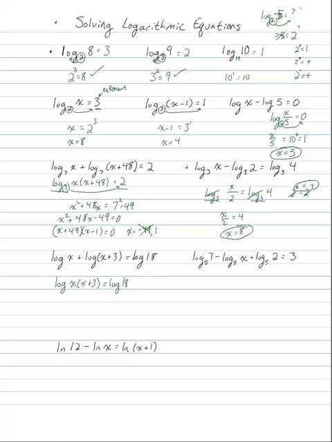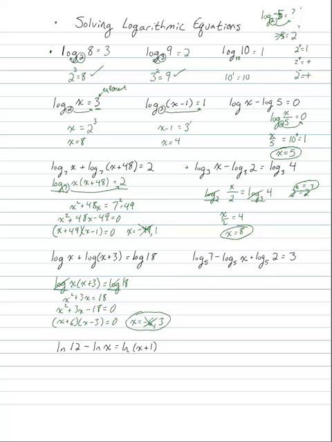Again, I have the exact same log on both sides, so I can just cancel them. I get x squared plus 3x equals 18. It's a quadratic, so I'll get everything over on one side equals 0. So (x plus 6)(x minus 3) equals 0. So x equals negative 6 and 3. And again, I can't have a negative, so my only answer is x equals 3.